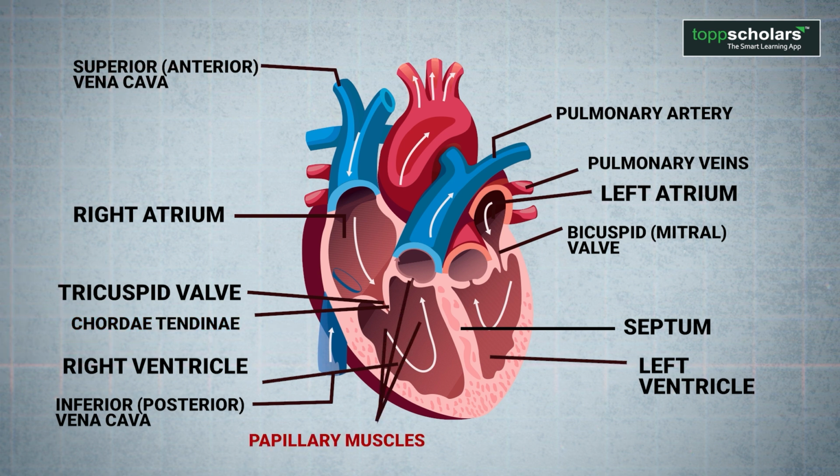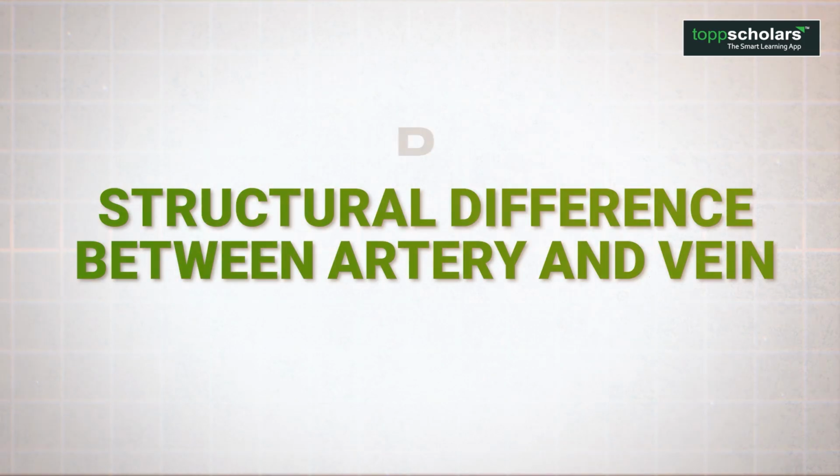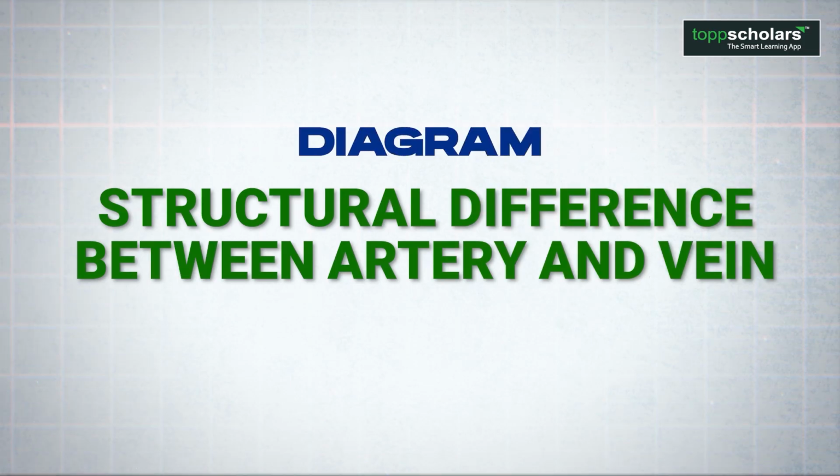Overall, the heart works continuously to pump blood throughout the body, delivering oxygen and nutrients to cells and carrying away waste products like carbon dioxide. Next diagram is structural difference between artery and vein.